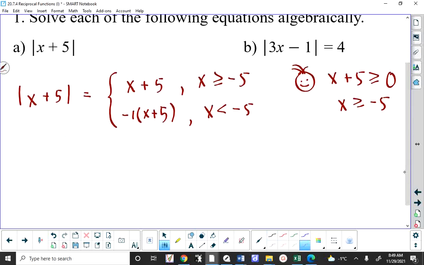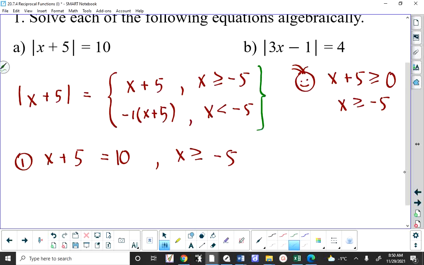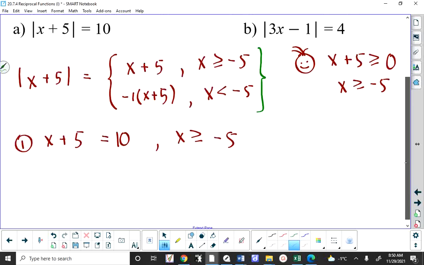Now let's get back to reality here. This wasn't just a function, it was an equation that contained an absolute value function. So if the absolute value of x plus 5 is equal to x plus 5 when x is greater than or equal to negative 5, then this equation, and this is what I've been calling equation 1, would be x plus 5 equals 10 whenever x is greater than or equal to negative 5. Be aware, everybody, that we weren't doing this entire thing separately each time. I'm just reminding you that a few days ago we learned how to do that. So that is an equation that you solve.